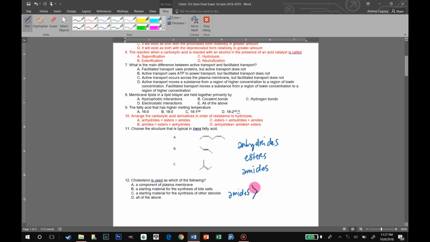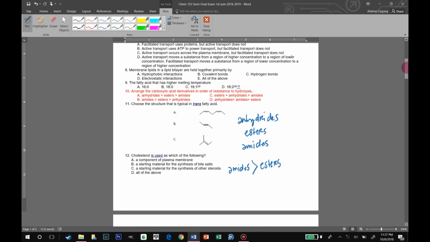Next would be your esters. They are somewhat stable. There are strong bonds, but they can be easily hydrolyzed via the addition of an acid or a base catalyst. And then you have the least stable out of all, which is the anhydrides. They are readily hydrolyzed with the addition of water. So in order of resistance to hydrolysis, this should be the answer here, which is letter B, this one.